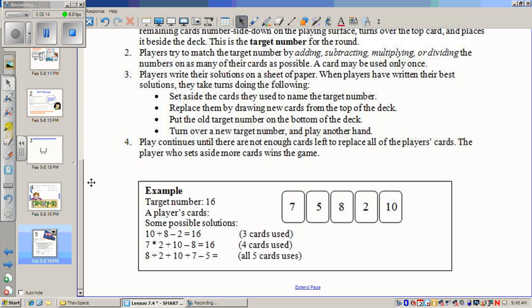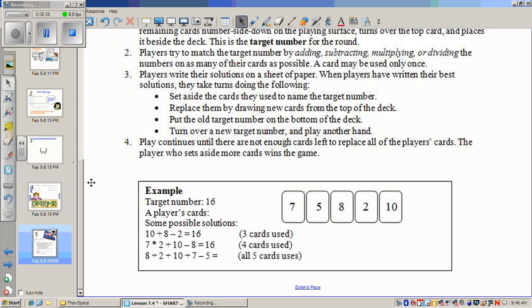Now, if I was really good and I got 7 times 2, which is 14, plus 10 is 24, minus 8, and I get 16. Again, I get to keep 7, 2, 10, and 8. I keep those in my pile because that's the cards I collect, and I replace them with 4 new cards.